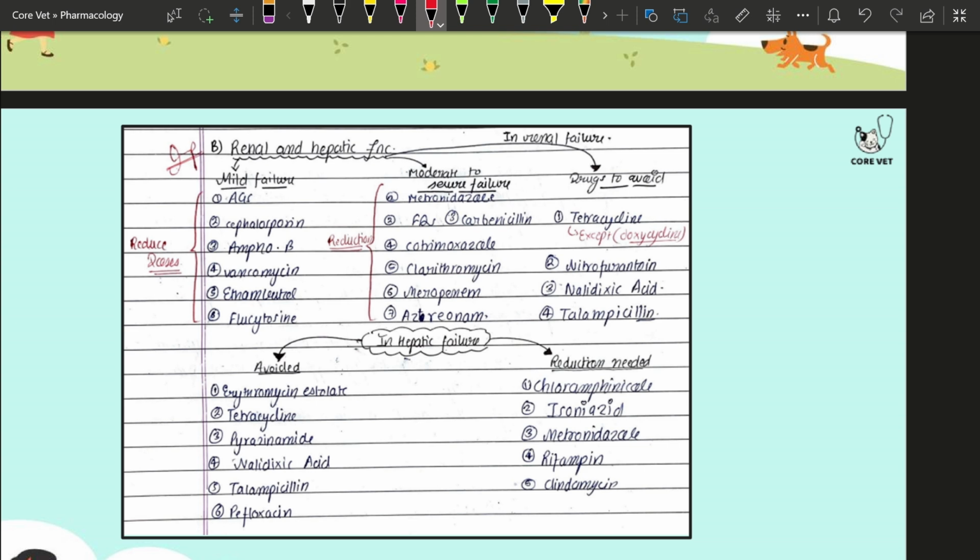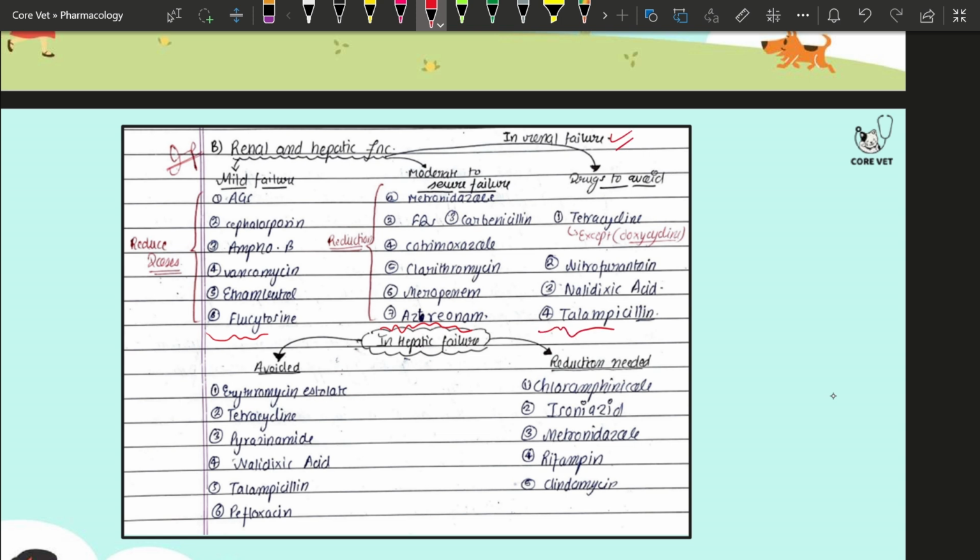If you are going to give a drug that is hepatotoxic or nephrotoxic, then obviously it is going to aggravate the condition. That's why you should look for renal and hepatic function. In mild renal failure and mild hepatic failure, you should reduce the doses of the following drugs that I had mentioned. In moderate failure, you should reduce these following drugs. And the drugs that should be avoided in renal failure are these.